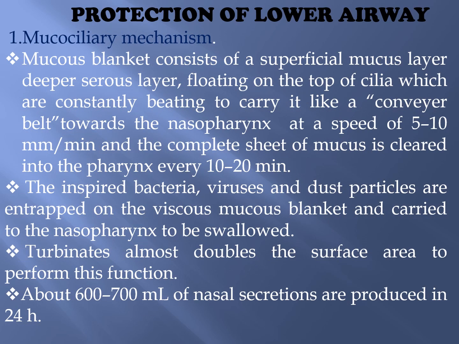Protection of lower airway. Mucociliary mechanism. Mucous blanket consisting of superficial mucous layer and deep serous layer, which are floating on the top of the cilia and constantly beating to carry it like a conveyor belt towards the nasopharynx at a speed of 5 to 10 mm per minute. And a complete sheet of mucus is cleared into the pharynx every 10 to 20 minutes. The inspired bacteria, viruses, and dust particles are entrapped on the viscous mucous blanket and carried to the nasopharynx to be swallowed. The turbinate almost doubles the surface area to perform this function. About 600 to 700 ml of nasal secretions are produced in every 24 hours.